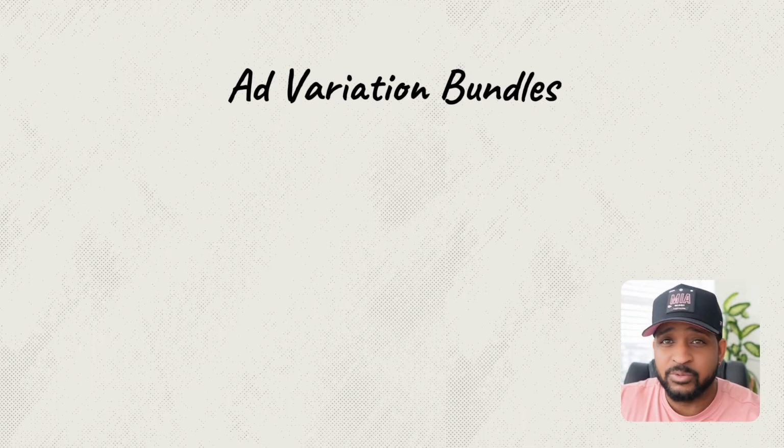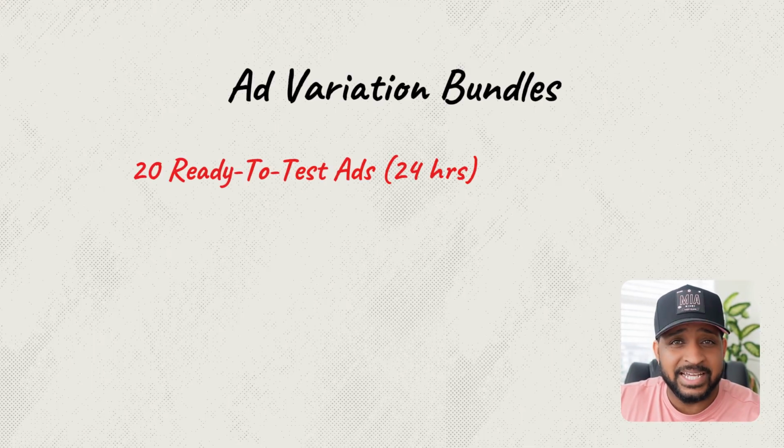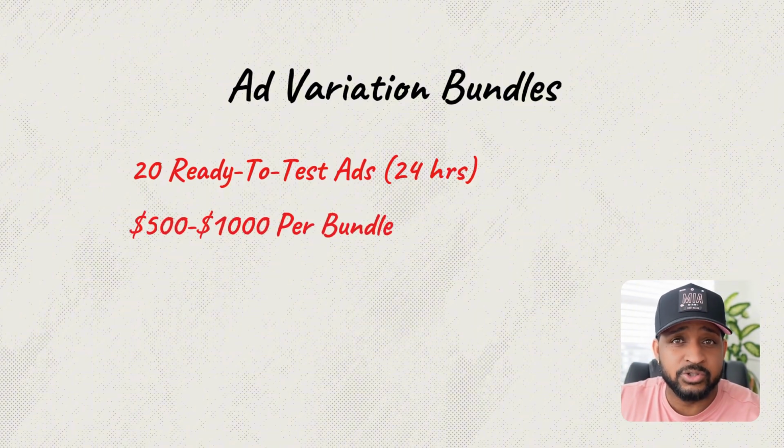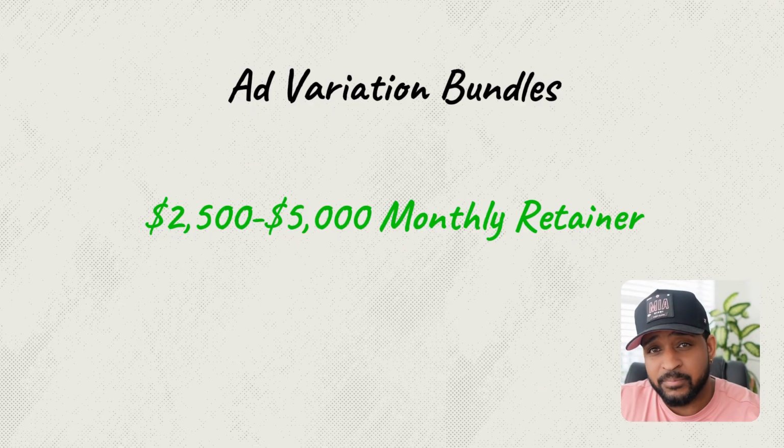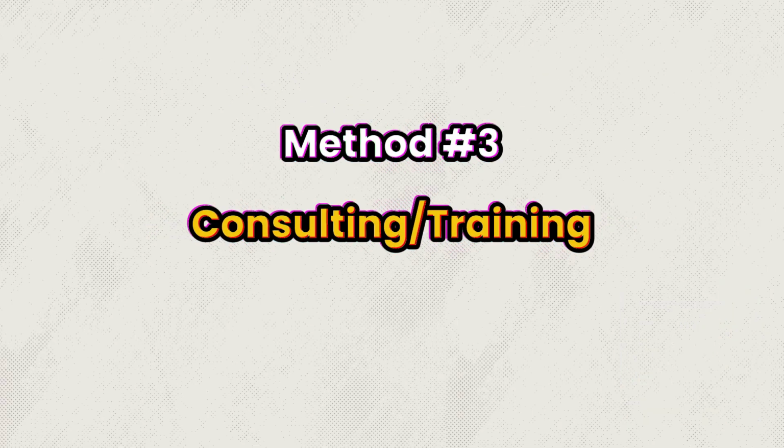So this is what you do. Offer ad variation bundles. 20 ready to test ads delivered in 24 hours. Charge anywhere from $500 to $1,000 starting out. And once you've got good results to show, scale it into $2,500 to $5,000 monthly retainers.